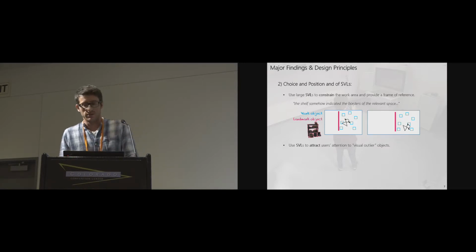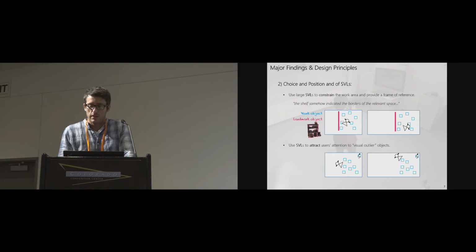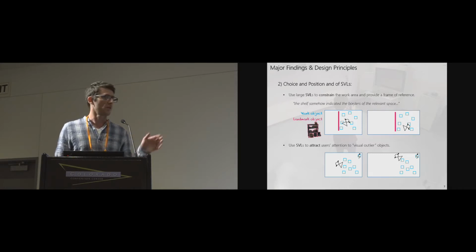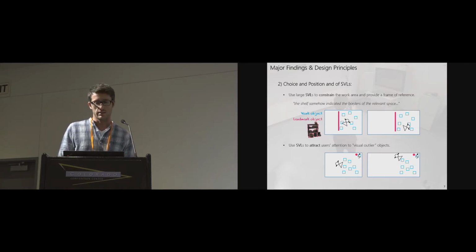Considering the position of landmarks, we can say use SVLs to attract users' attention to visual outlier objects. The reason for this is we also identified cases, so again we have the two rooms, where collaborators could not find a target object because it was somehow outside of their field of view, mostly vertically but also horizontally. And we also saw that if there was a nearby landmark object, such as this one, the dyads were able to find such visual outliers more easily or quickly.